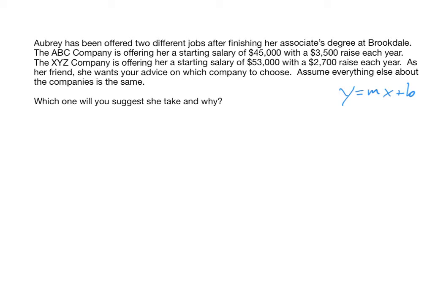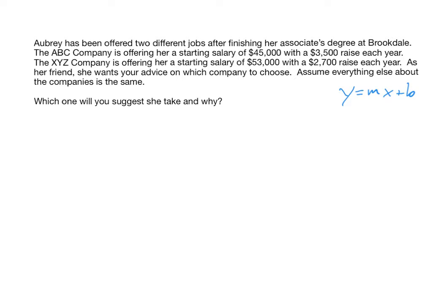Let's see a typical motivating example for why people study systems of linear equations. So in this scenario, Aubrey's been offered two job offers. She just finished at Brookdale, and she's been offered a job with the ABC company with a starting salary of $45,000 and a $3,500 raise each year. The XYZ company is offering her a starting salary of $53,000, which is more, but with a lower raise each year, specifically $2,700 each year.